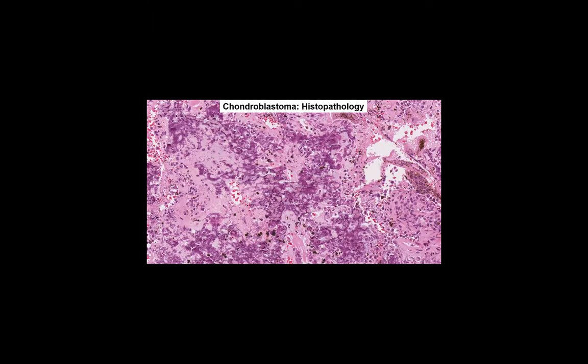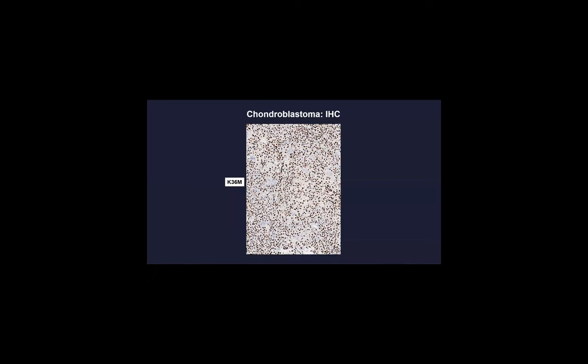Not infrequently, these tumors will have lace-like calcification, and they have a pink to pale blue chondroid matrix admixed as well. In terms of immunohistochemistry, these tumors also have histone mutations, and they stain for the K36M immunostain. Again, we don't always need this for the diagnosis, but it can be a helpful supportive finding in challenging cases.